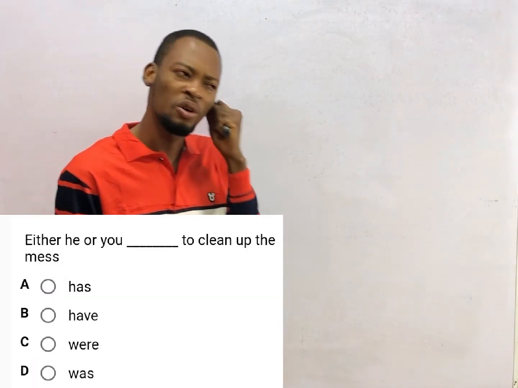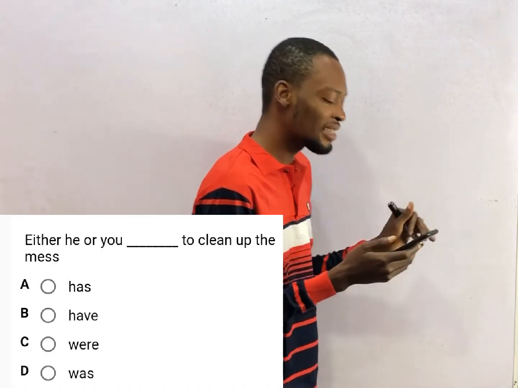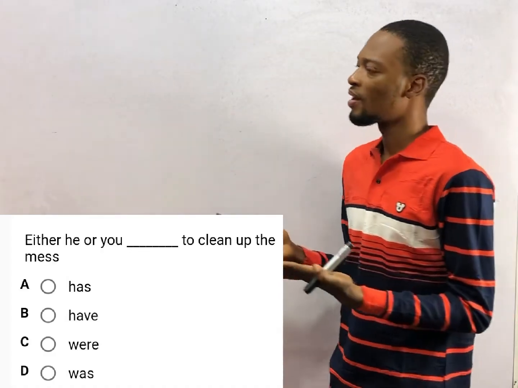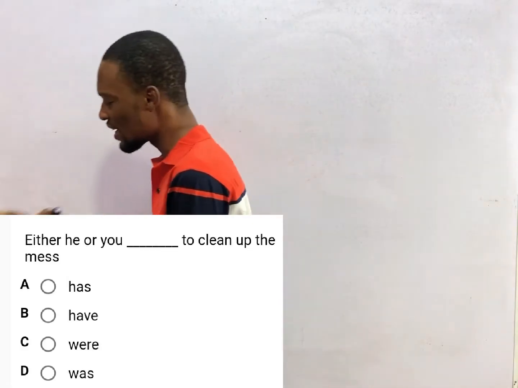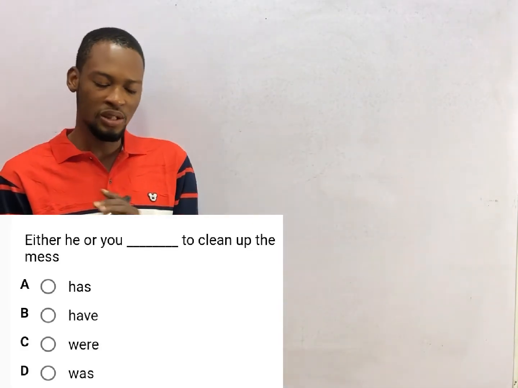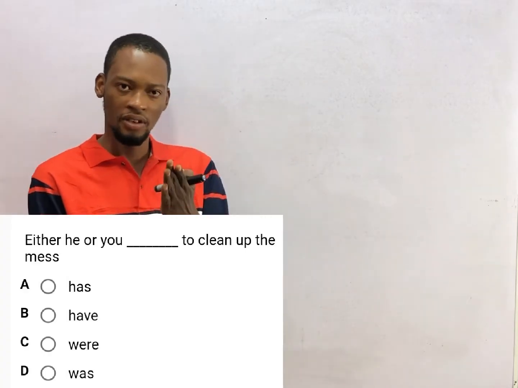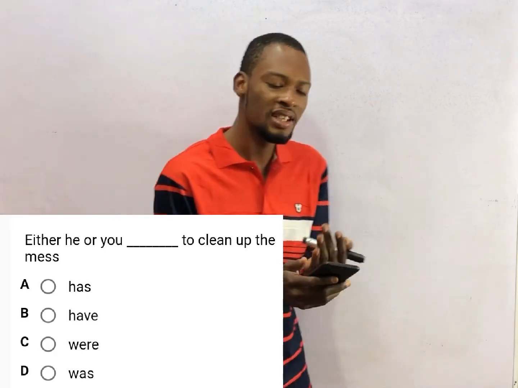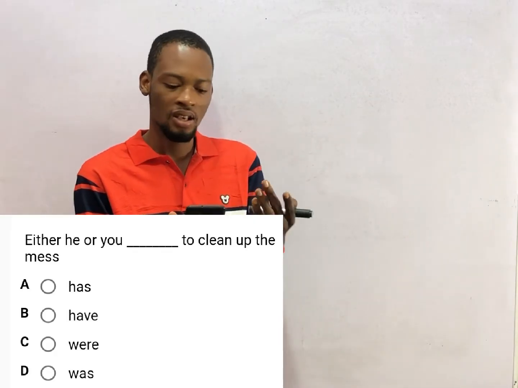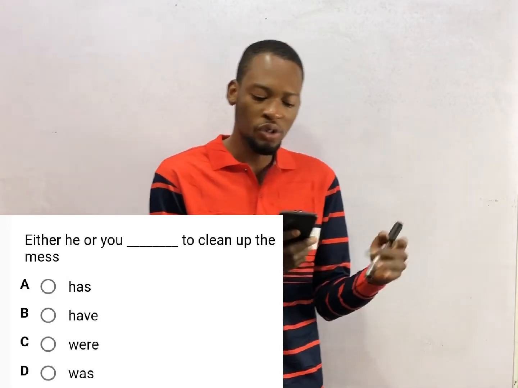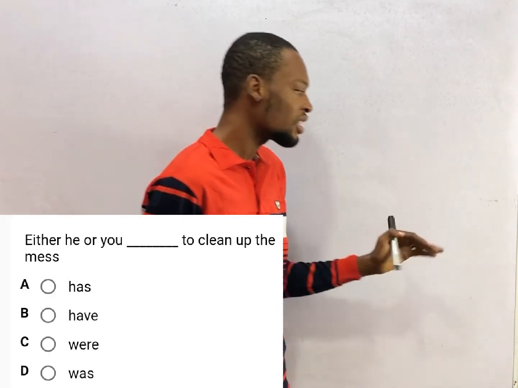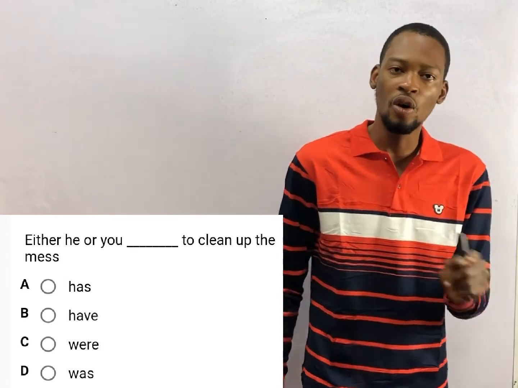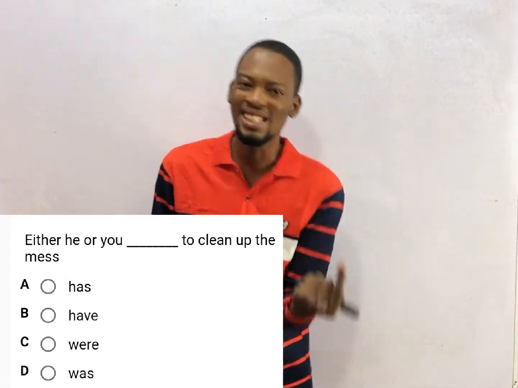Either he or you have to clean up the mess. This is under proximity concord. When you have two subjects, either he or you, the verb has to take the form of the one closest to it. So you is closest to the verb. It will simply be you have. If he were closer to the verb, then it would have taken a singular verb, he has. So either he or you have to clean the mess. Either he or you are to blame, not is to blame.